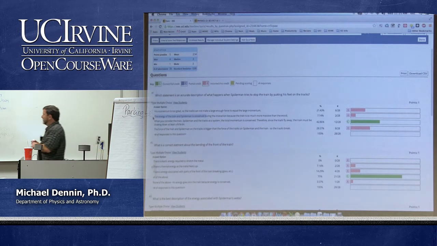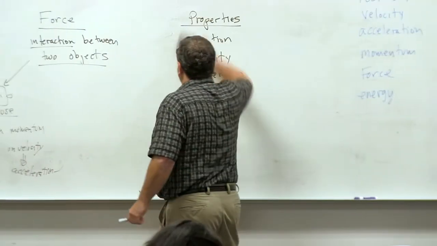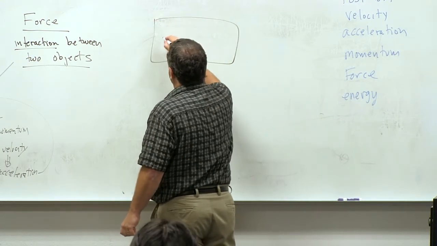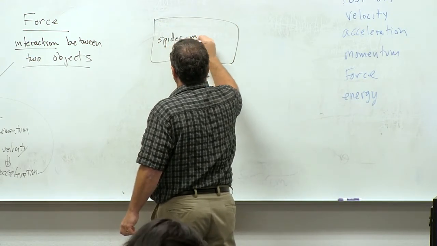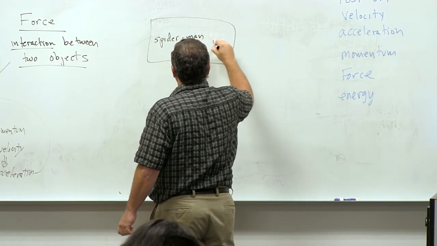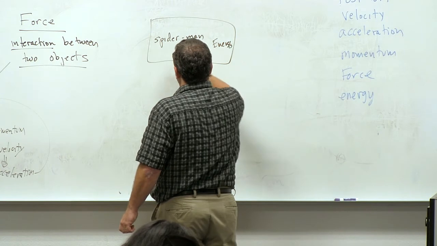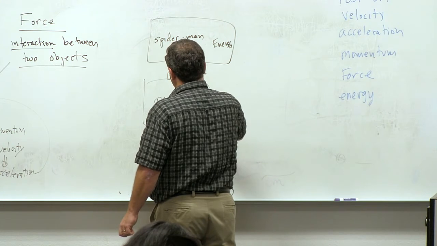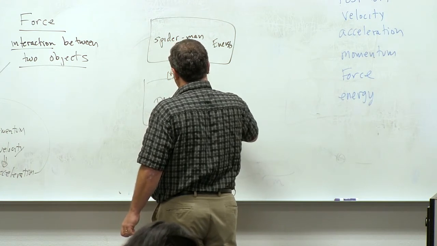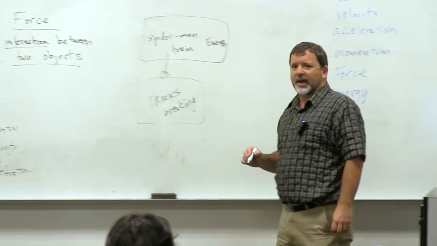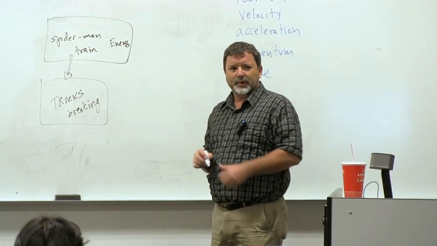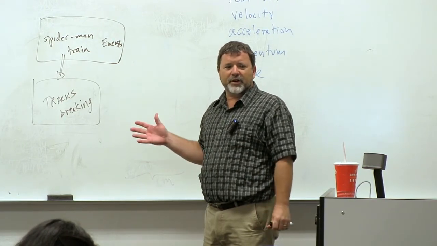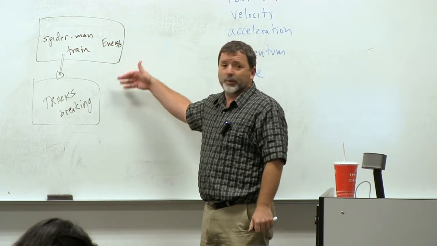In fact, in this case, what's actually happening? If I have Spider-Man and the train here with some energy, and Spider-Man is interacting with the tracks here, which are braking, what am I going to say about energy in this situation? What words would I use? Where are there various different energies? Tell me some of the energies that are going on.